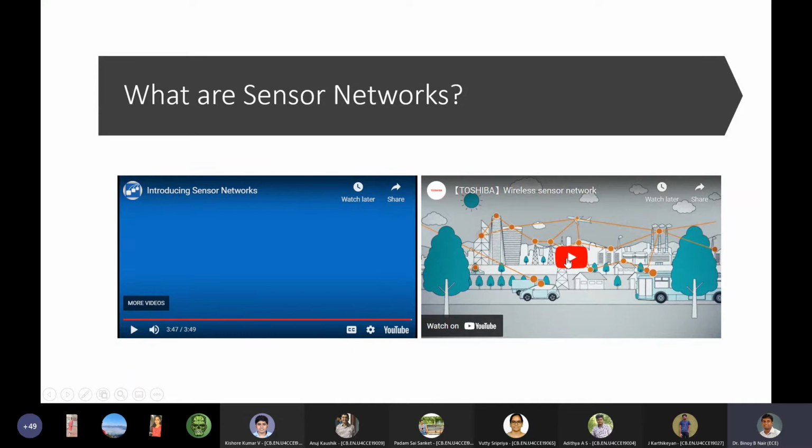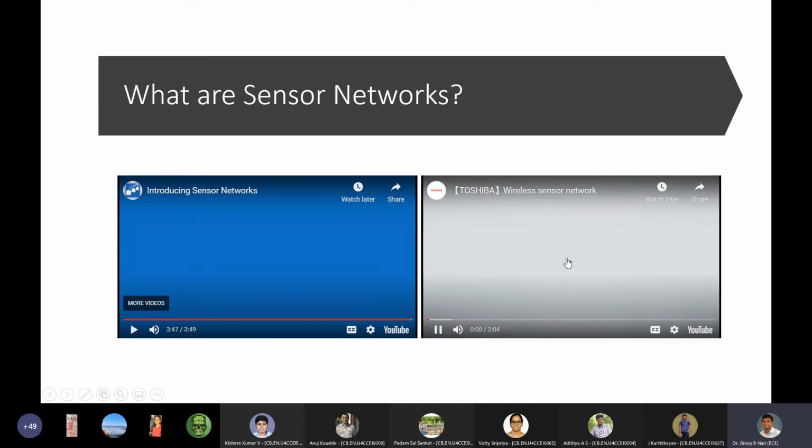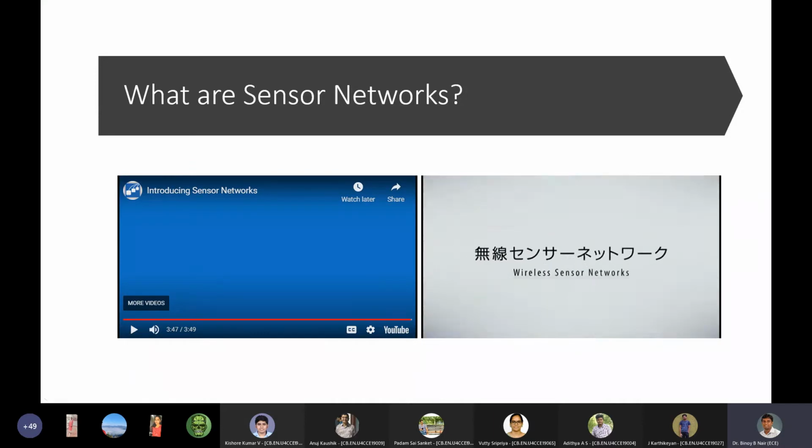Okay, so we'll go to the next one, wireless sensor network. Let's see. Wireless sensor network.